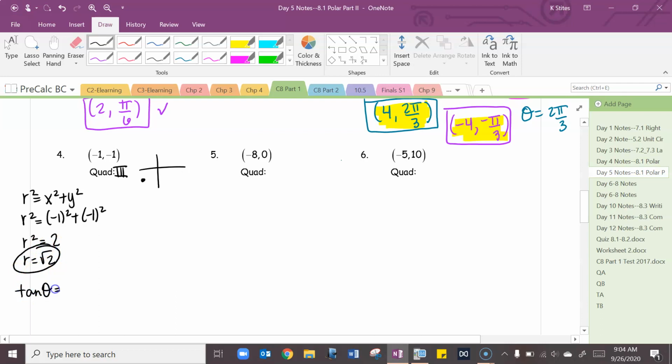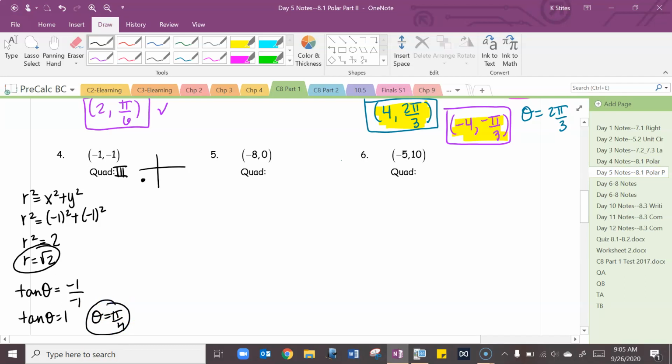Tangent of theta equals y over x. Just 1. This should be our favorite angle. This means that when we divided the sine and the cosine, they were the same thing, so they divided to 1. That means we must be at pi over 4.